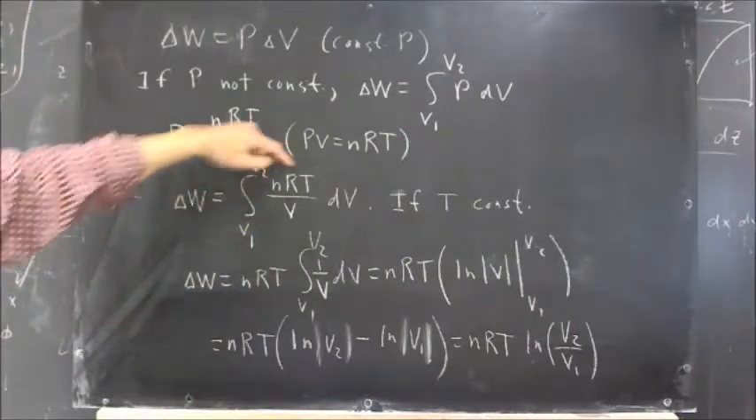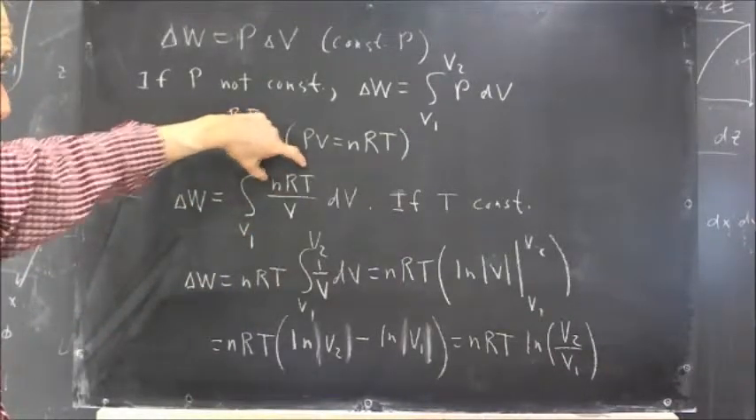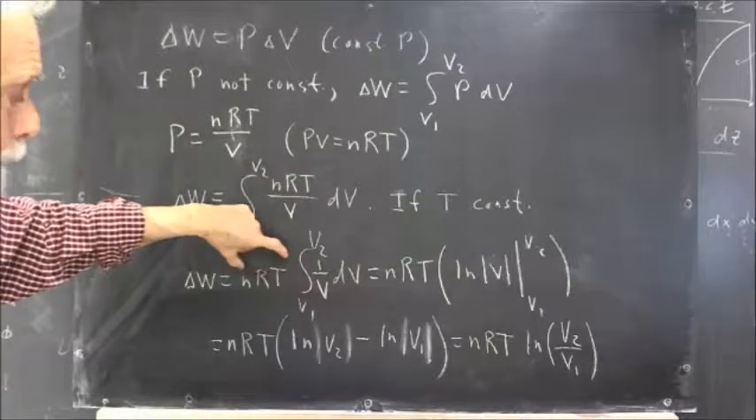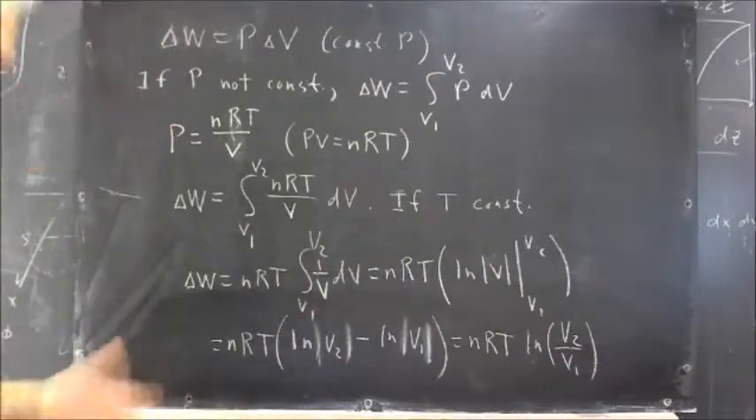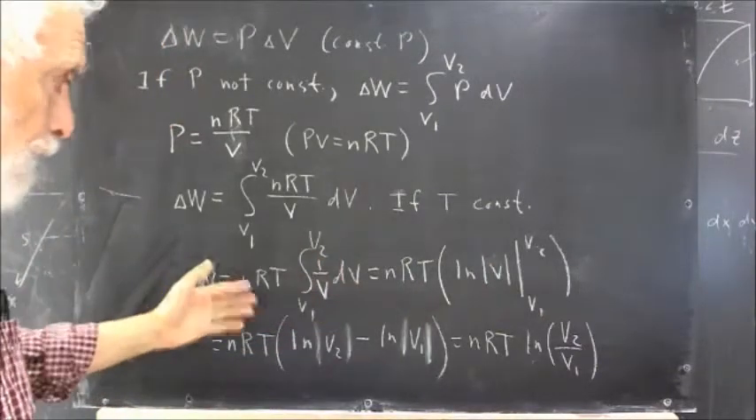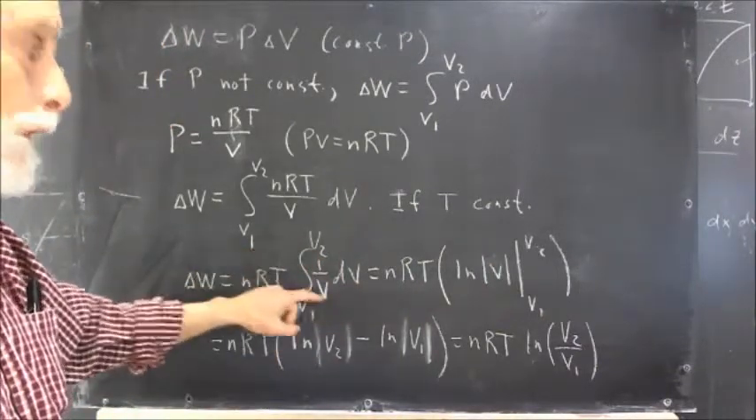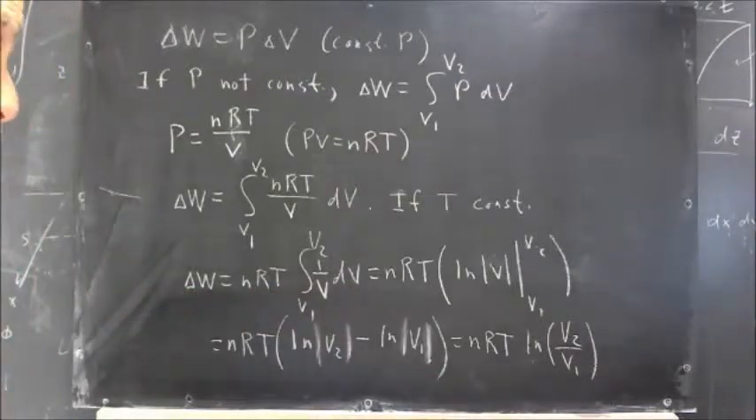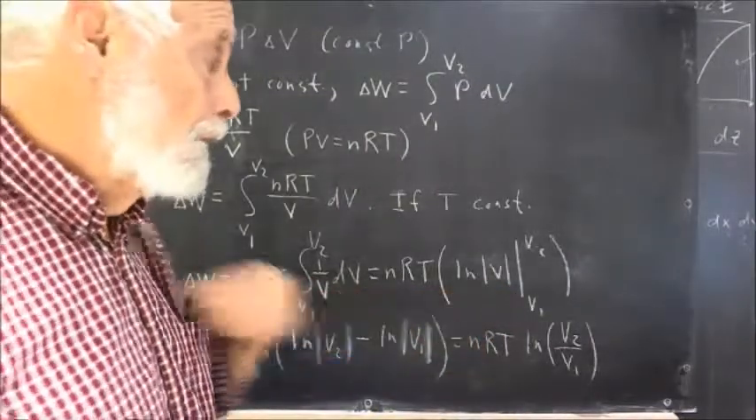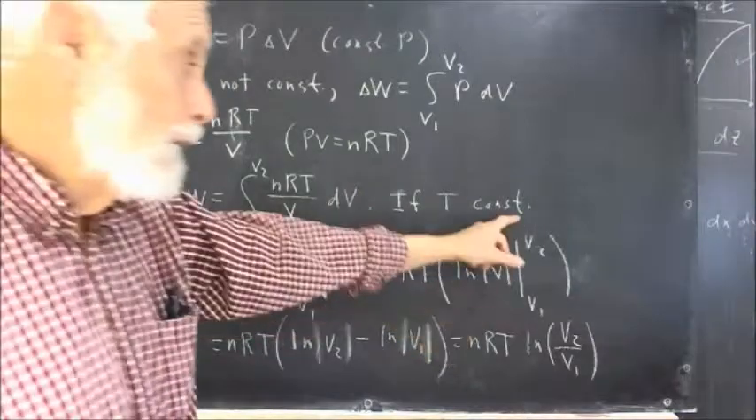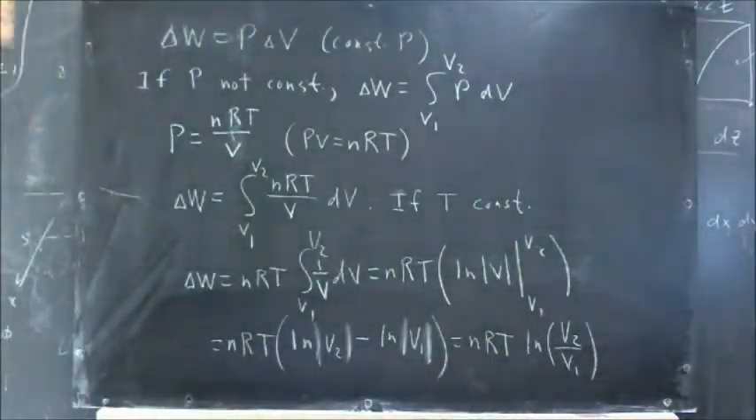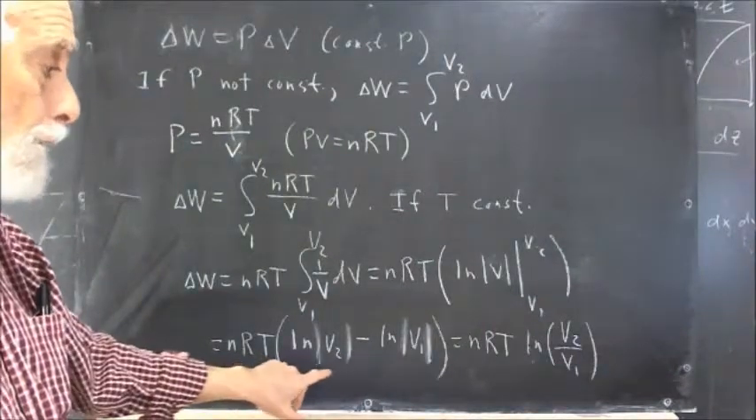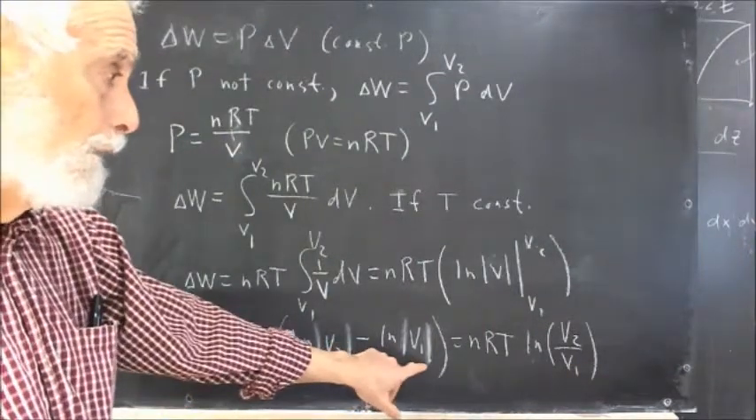In the case where n and T remain constant, we can bring the nRT outside the integral, and we can perform the integral, which is very straightforward. Once we have the constants out, we're just integrating 1 over V with respect to V. The result is the natural log of the absolute value of V, evaluated between the two volume limits, V1 and V2. And that's nRT times the natural log of V2 minus the natural log of V1.